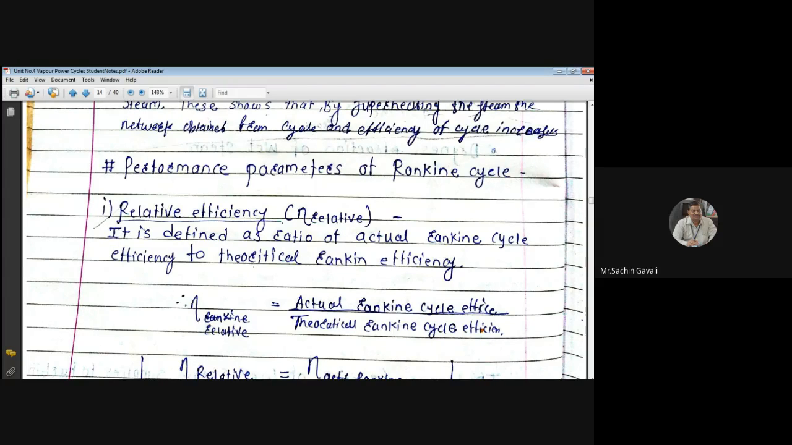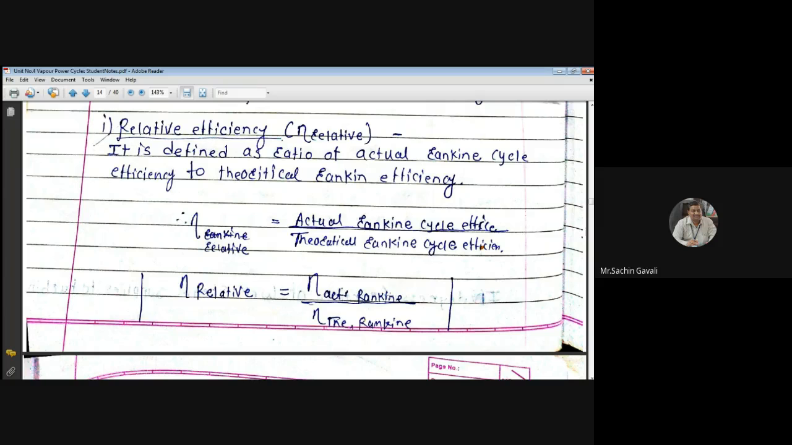One is relative efficiency. Relative efficiency is defined as the ratio of actual Rankine cycle efficiency divided by theoretical Rankine cycle efficiency, or eta relative is equal to eta actual divided by eta theoretical. Then next is work ratio. Work ratio is defined as the ratio of net work obtained from the cycle, W net, to the turbine work.